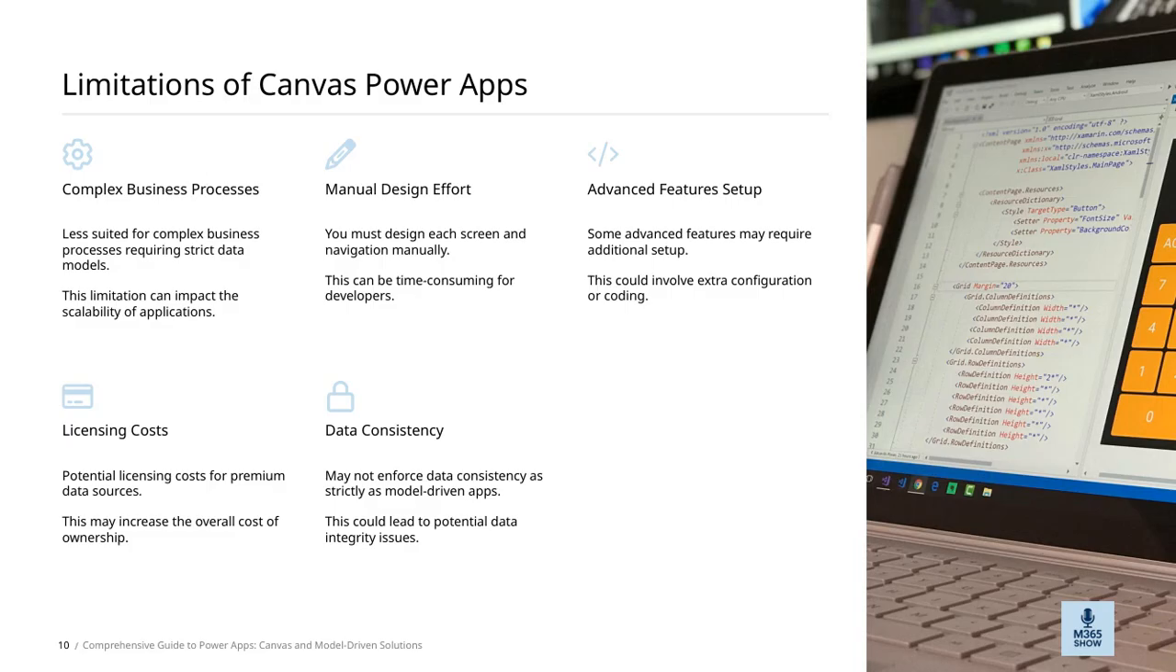Let's take a look at some of the limitations of Canvas Power Apps. One key point to keep in mind is that Canvas apps may not enforce data consistency as strictly as model-driven apps do. This can potentially lead to data integrity issues, especially if those data rules are critical for your business processes. Another consideration is licensing costs. Some premium data sources might require additional licensing, which can increase the overall cost of ownership for your solution. It's important to factor that into your planning.